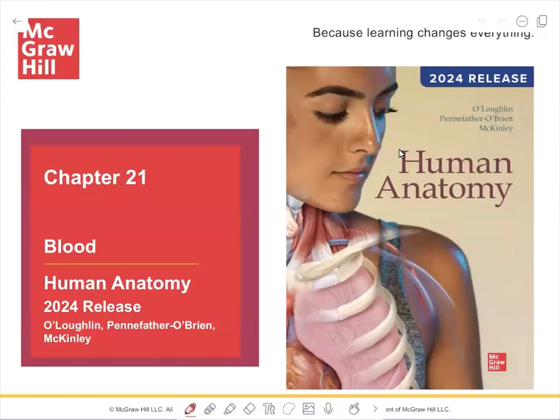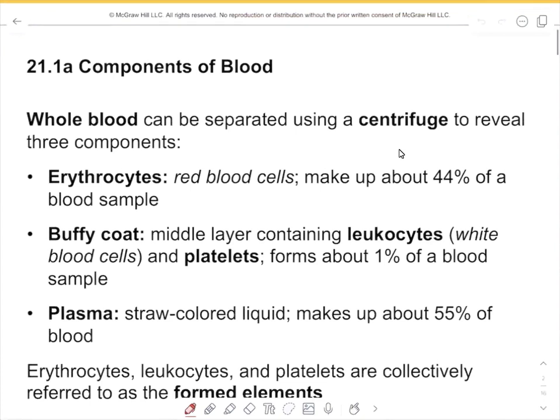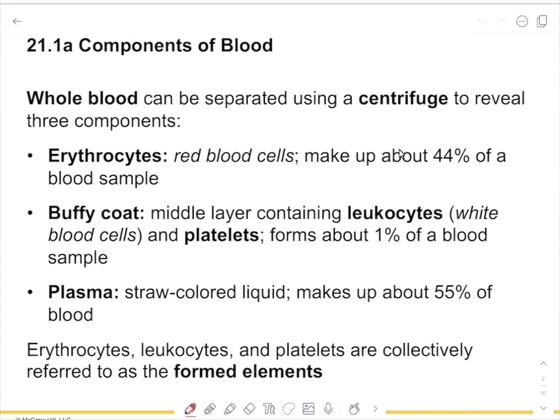This chapter is covering blood. The components of blood include several different elements, the first of which is erythrocytes, which are called red blood cells.